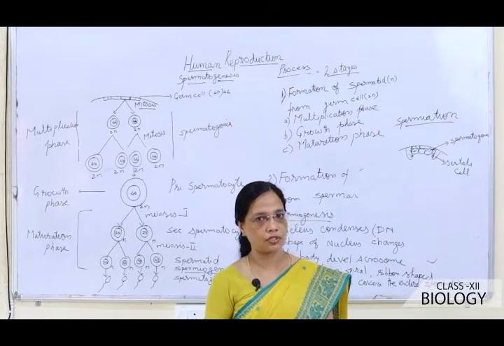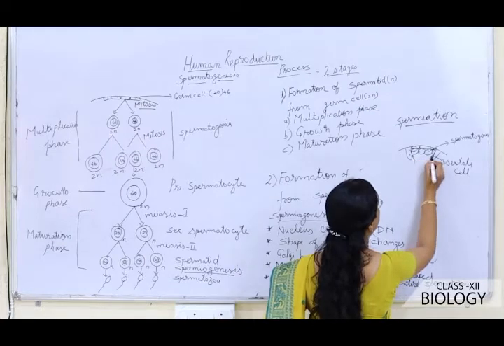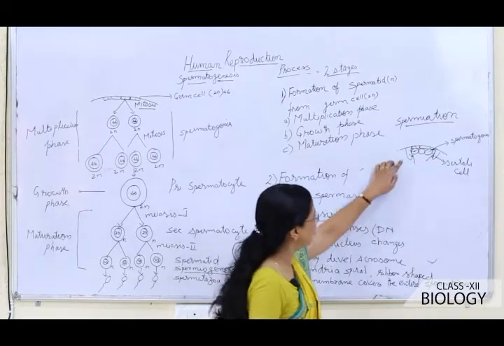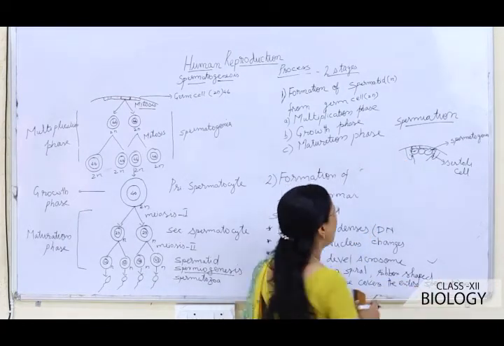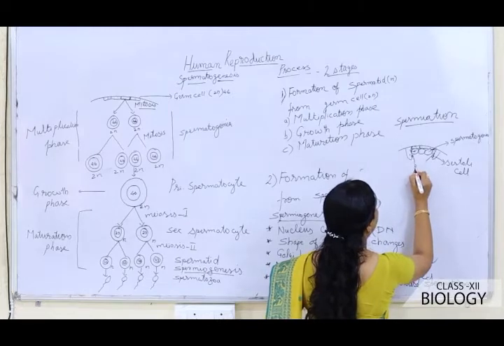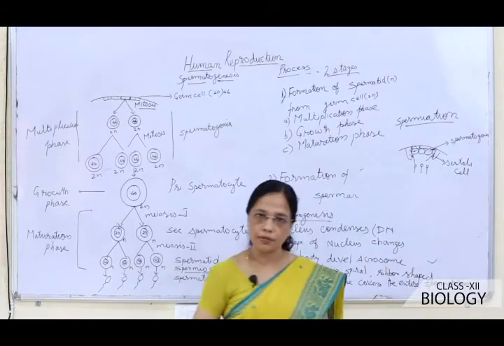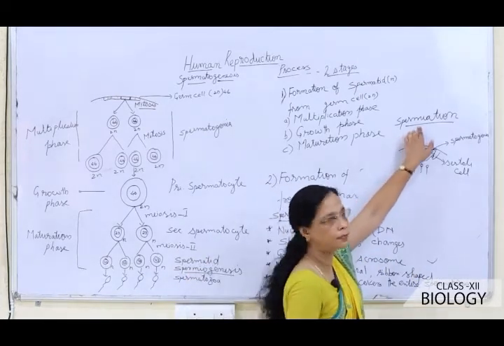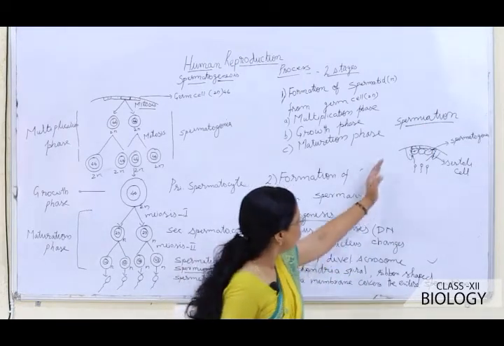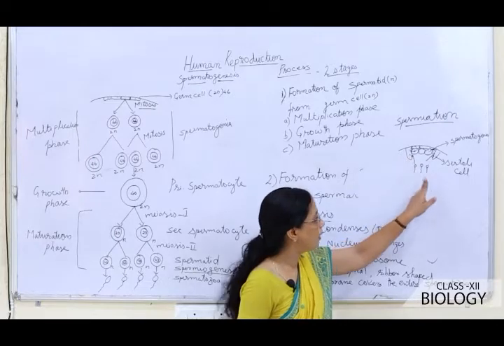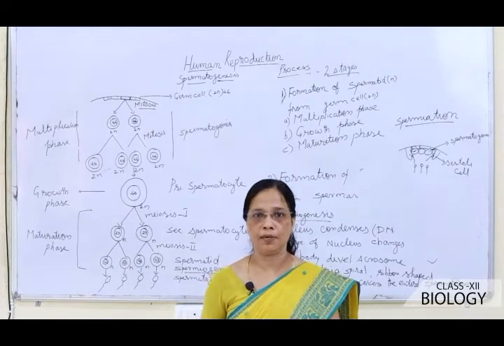So after the process of spermatogenesis, when it completely develops into spermatozoa, the head of the spermatozoa, which is embedded in the Sertoli cells, moves out of the Sertoli cells and reaches into the lumen of the seminiferous tubule. This is the lumen of the seminiferous tubule, and that process is known as spermiation. What is spermiation? That is the head of the spermatozoa removed from the Sertoli cell and reaching into the lumen of the seminiferous tubule is called spermiation.